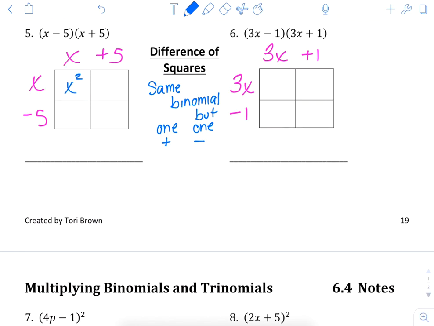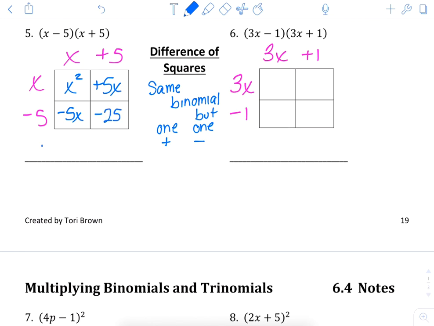X times a positive 5 would be a positive 5x. X times a negative 5 on the bottom would be negative 5x. You might notice already that something's going to happen. Okay? For our last box, remember it's not 0. Negative 5 times a positive 5 is a negative 25.